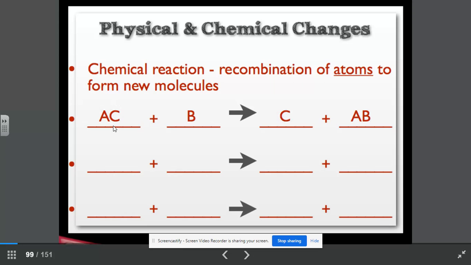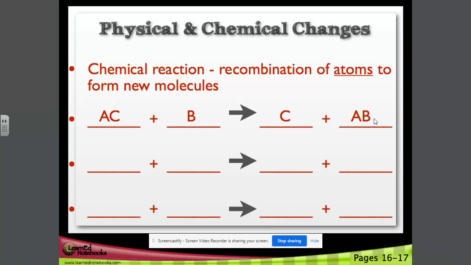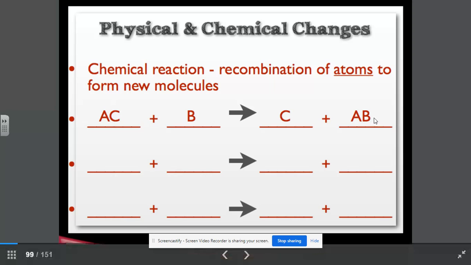So let's try this. Let's take A and C. These are just letters. These are not elements. I'm going to take A and C, and I'm going to combine it with B. I'm going to have a chemical reaction occur, and I have now formed C plus AB. Can you see I still have all 3 of my letters, my A, B, and my C, just reformulated in a different combination? That's all there is to balancing chemical equations. We will be doing a lot of this together in class.